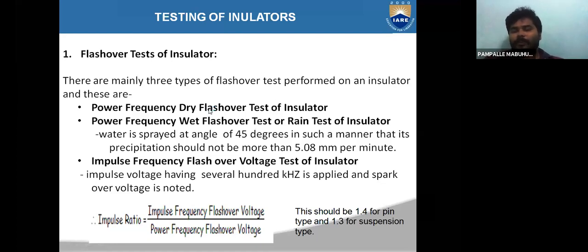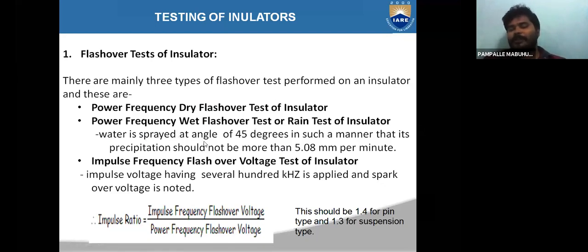The difference between the dry flashover test and the wet flashover test is that in the wet flashover test you have to spray water. You spray the water at an angle of 45 degrees in such a manner that its precipitation should not be more than 5.08 mm per minute. Whenever you are applying the voltage, you have to spray the water.